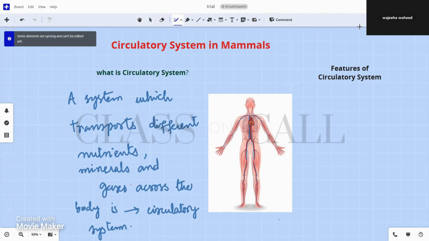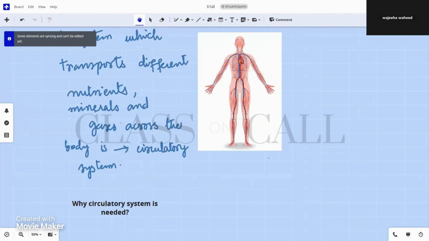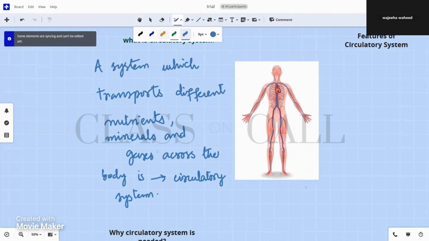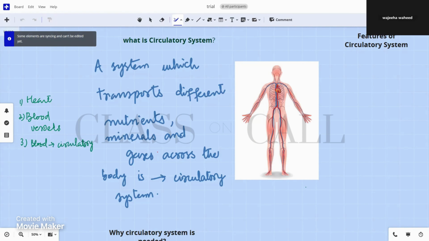Now, the circulatory system consists of three components, which are the heart, blood vessels, and the third one is blood, which is the circulatory fluid, right? Which transports different nutrients, minerals, and gases. Okay, so these were the components of the circulatory system, right?